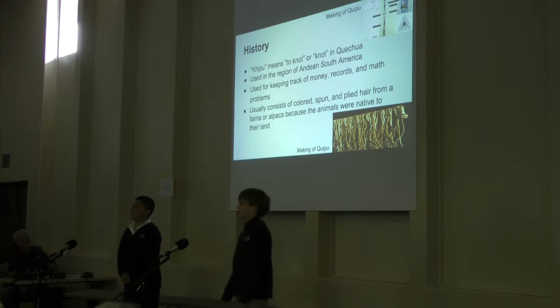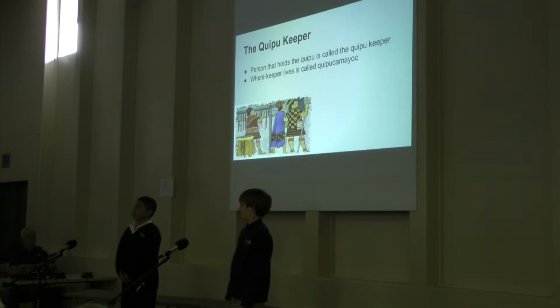The quipu means knot in Quechua. The quipu was used in the region of Asian South America. The quipu was used for keeping track of their money, records, and solving their math problems. The quipu was made of colored spun and plied hair from llama and alpaca hair because the animals were native to their land. The keeper. The person who holds the quipu is called a quipu keeper. The office or house where the keeper lives is called quipu kamaya.